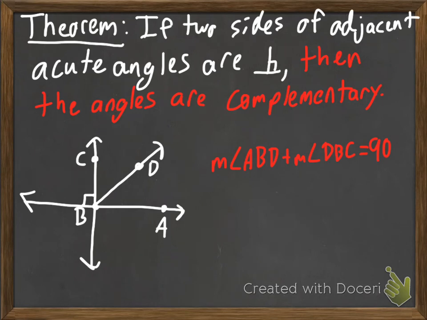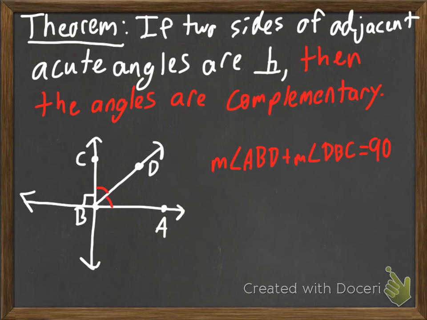Okay, our next theorem states that if two sides of adjacent acute angles are perpendicular, then the angles are complementary. Means that here we have our angle, change colors real fast, we have angle ABD and we have angle CBD.